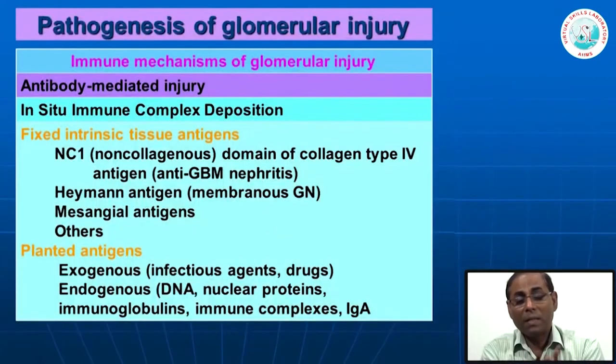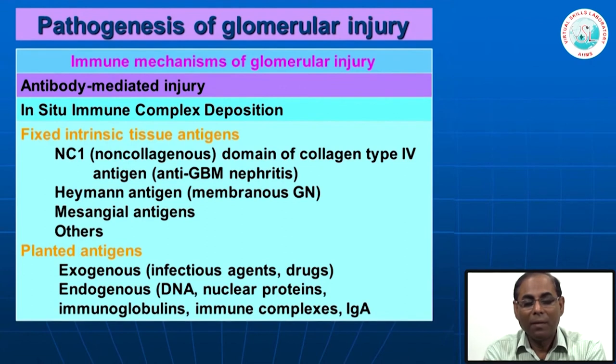From minimal change disease and FSGS, which are not associated with immune complex deposition, we have now come to membranous glomerulonephritis, where there is immune complex deposition. So, we will now discuss how immune complex deposition causes abnormality or pathology in the glomerulus. For that we can have a very simplified concept: the immune mechanism of glomerular injury.